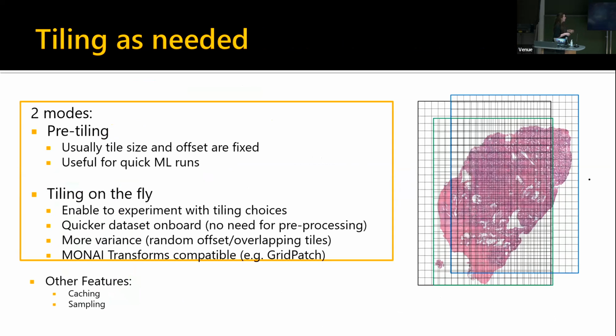We found pre-tiling is really convenient to have quick machine learning iterations because you just need to do it once. But it also limits somehow the level of experimentation because at that point the tiles are fixed, while it helps to have much more variance and, for example, have different tiles at each epoch. That means tiling on the fly.